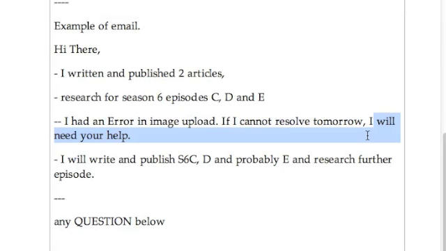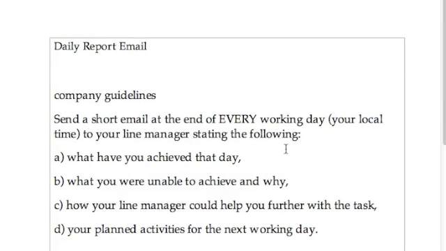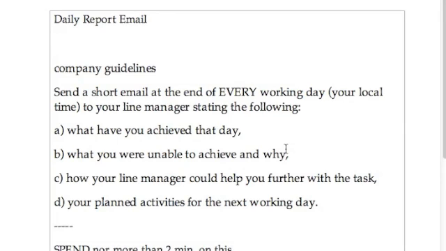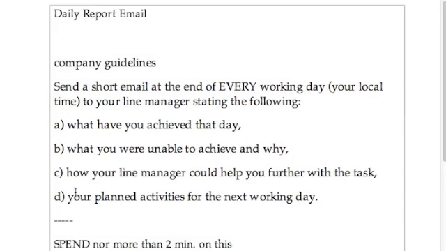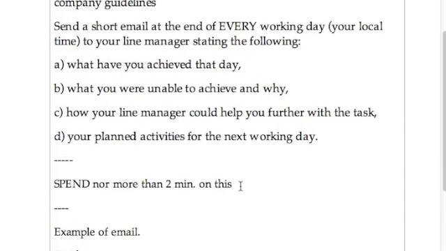If it's Saturday, you're going to the swimming pool or to the beach, you don't need to write about that, of course. But if it's the next working day, I would appreciate it very much if you can tell me what you're working on. Okay, let me summarize that. We're talking here about the daily report email. This is the email described in the company guidelines, and it means that you're supposed to send to your line manager every day a short email describing those A, B, C, D points. Shortly describing. My suggestion here is please don't spend more than 2 minutes on this.